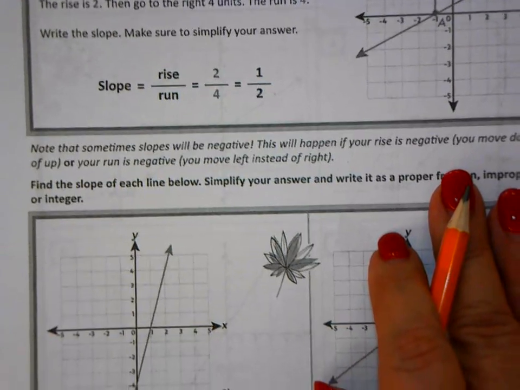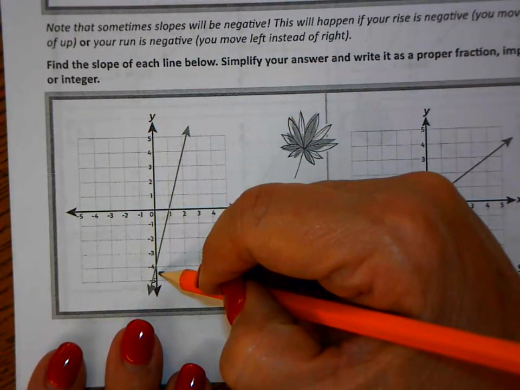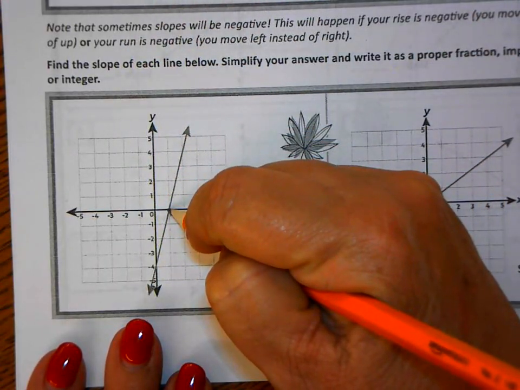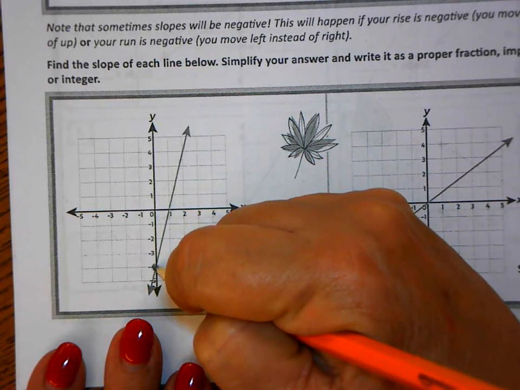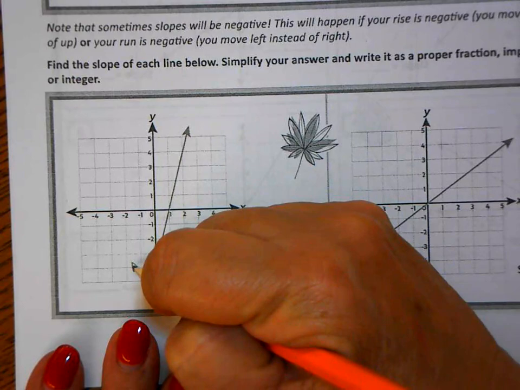Now let's take a look at this first one. I want to identify 2 points on my graph. So I have a point here and a point here. I'm going to call this, now let's say that's my point A.